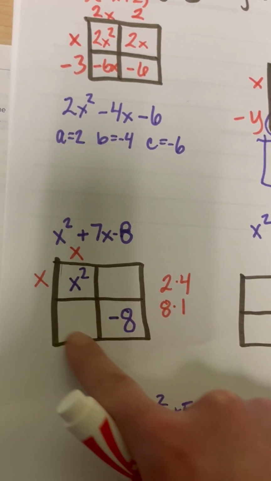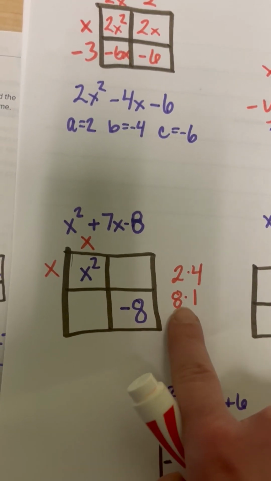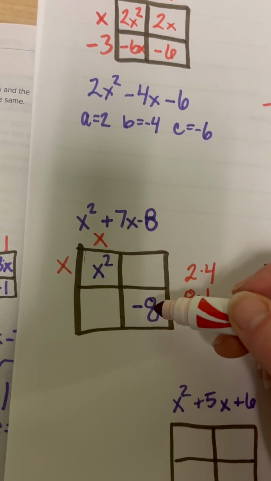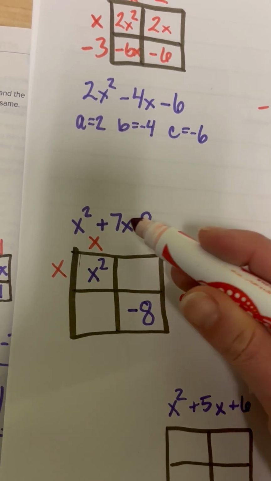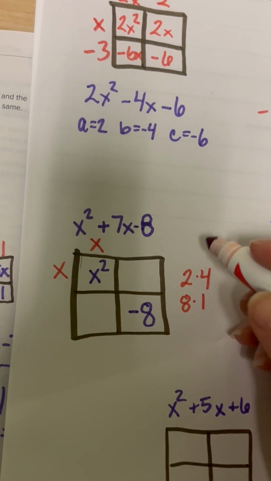So I know that this one is more confusing, but I'm just going to give you the answers. The answer is, if we combine an 8 and a 1, one of them has to be negative. And to make positive 7x, our 1 being negative would make that work.